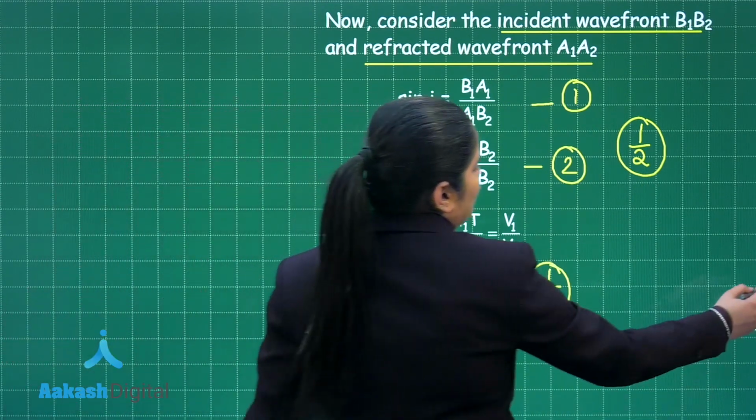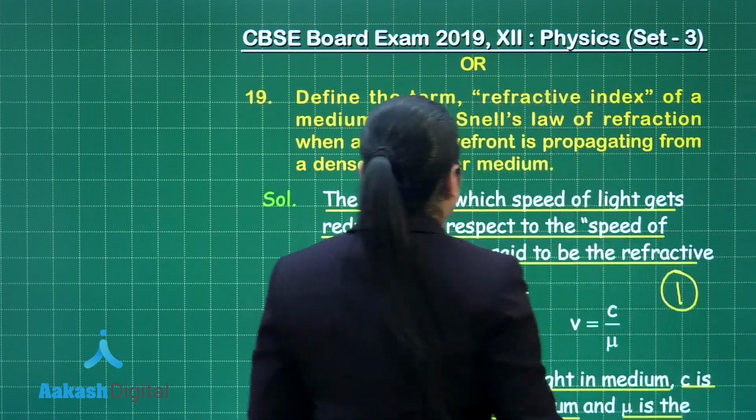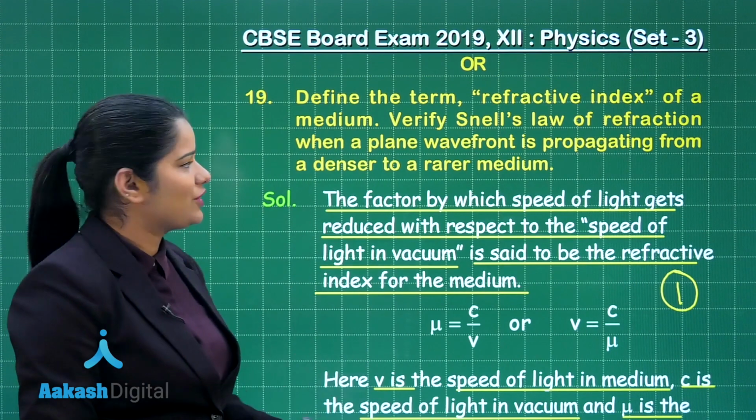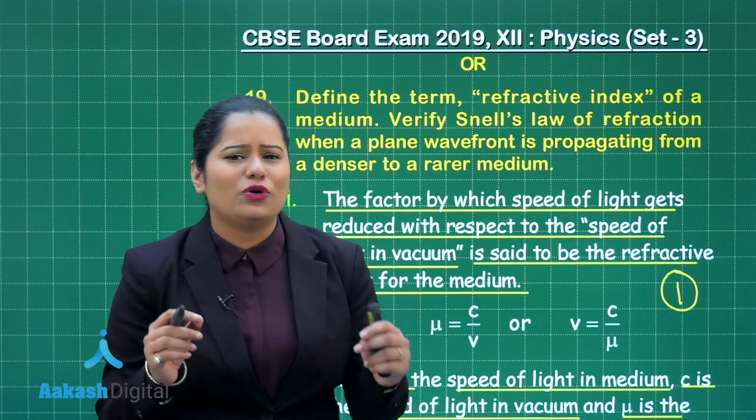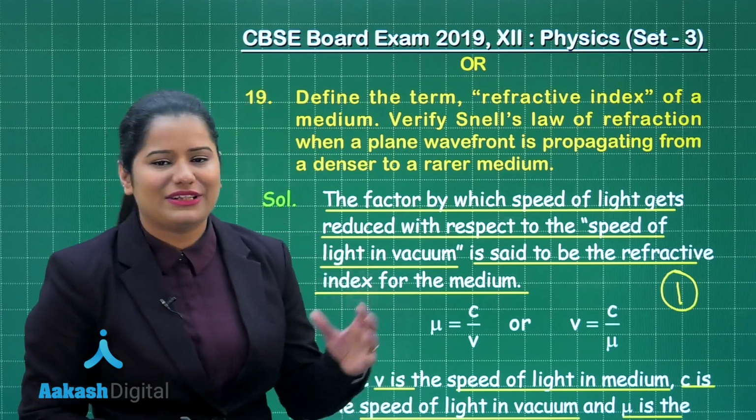So this is how you are going to get a complete 3 out of 3 marks for this choice of question number 19. I hope this question is also very clear to you. Now let's move on to our discussion for the next question.